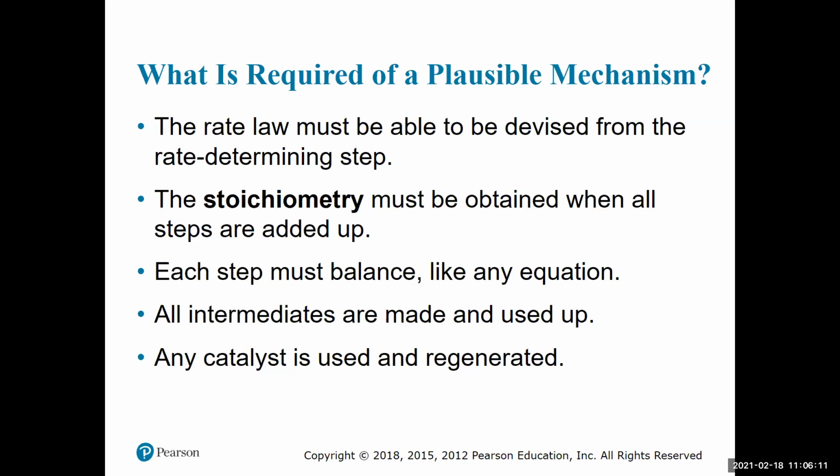So a couple things here when we talk about these mechanisms is that the stoichiometry of the steps, when you add up those steps, it has to equal the stoichiometry of the reaction, okay? So your individual steps can't wind up giving you something that doesn't match what you had as reactants or giving you something that you didn't have as products. Each of those steps also has to be balanced. In other words, you can't have unbalanced intermediate reactions.